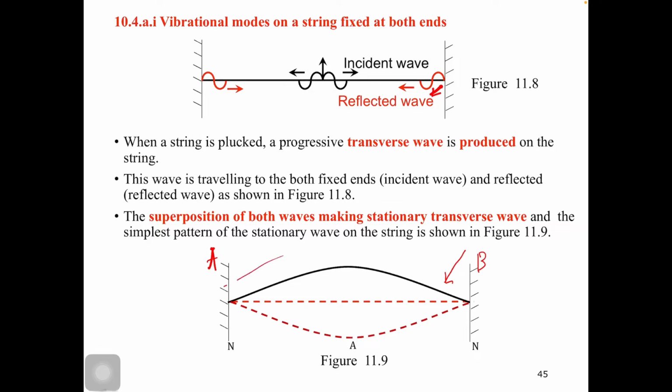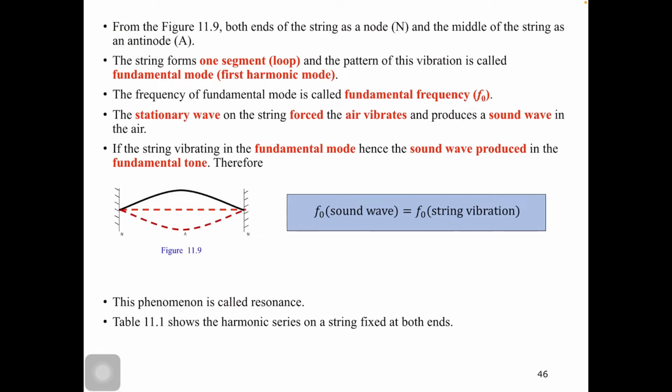Okay, so there is a superposition of both waves, meaning the incident meets the reflected. Both the incident and reflected waves are travelling waves. And we have this figure 11.9. We can see that we have a node at the other end, and we also see node, anti-node and node. This segment of the string, or loop, is what I drew below. So one rounded shape like this is called a loop. If there is one loop, this is in the fundamental mode, or first harmonic mode. The frequency of the fundamental mode is called the fundamental frequency, f0.